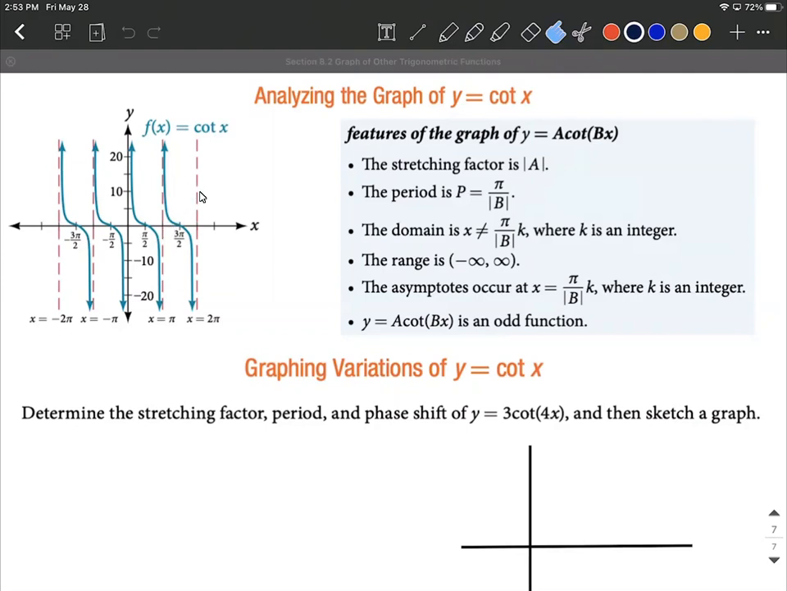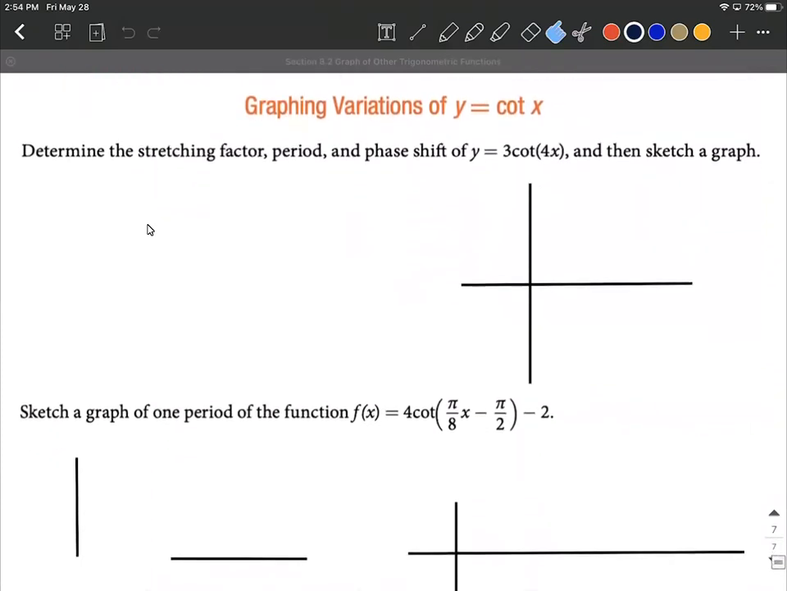And remember that this is the reciprocal of the tangent graph. So where the tangent is equal to 0, cotangent is going to have a vertical asymptote, both at 0 and at pi on this first period. And where tangent has a vertical asymptote, cotangent is going to have a 0, or x-intercept, at that same point.